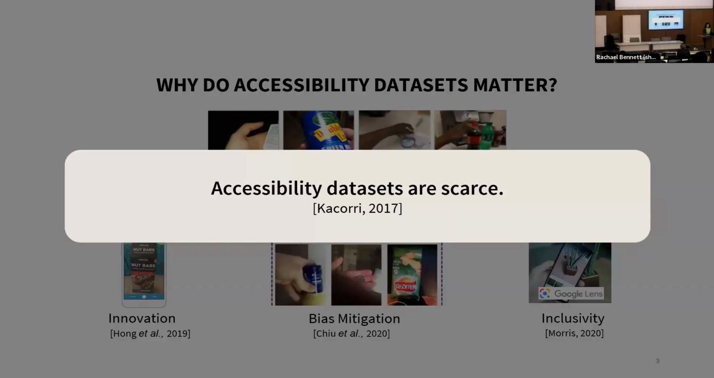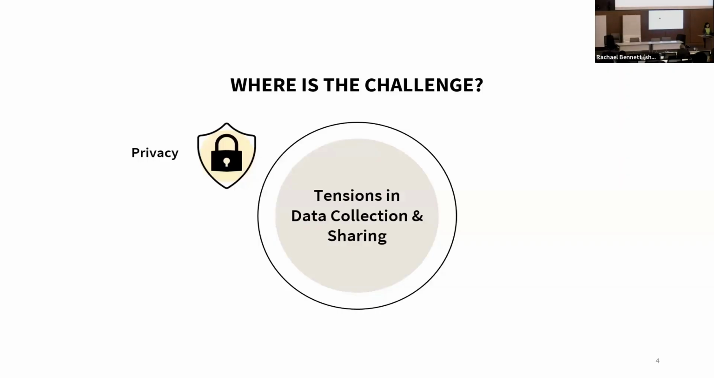However, if you're interested in finding these accessibility data sets, you'll quickly realize they're scarce. And so how can we change that? Generally speaking, privacy concerns raise tensions in data collection and sharing practices. And for creating and sharing accessibility data sets, one has to carefully consider the added challenges.